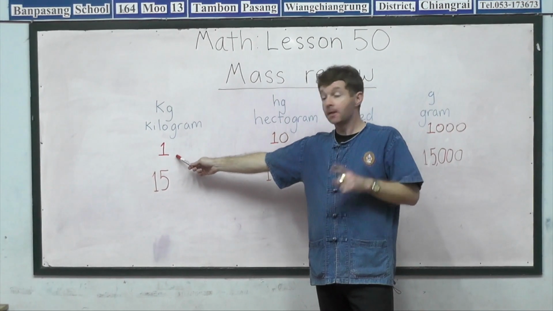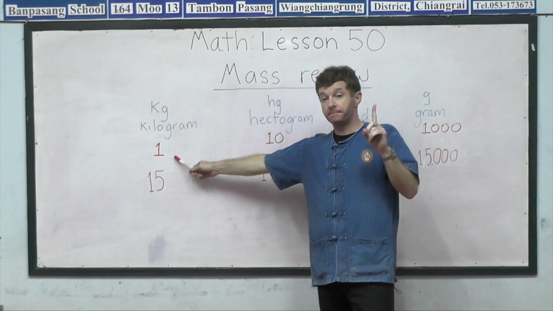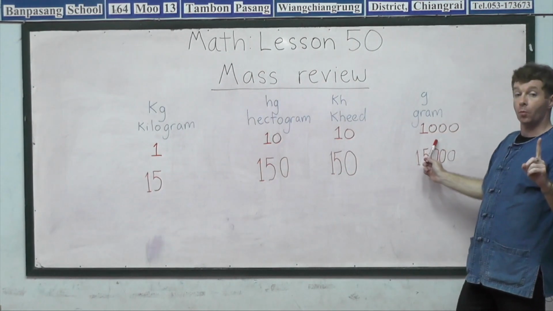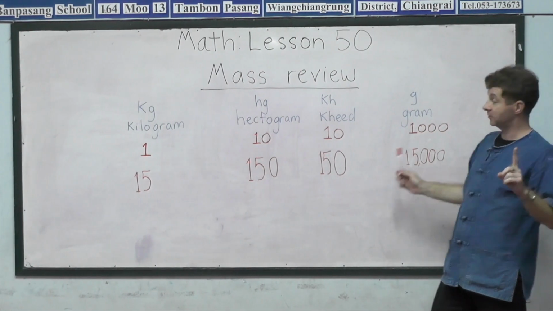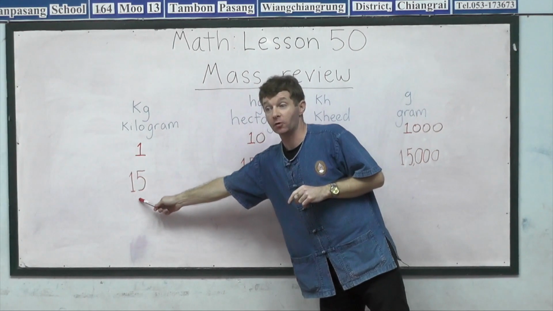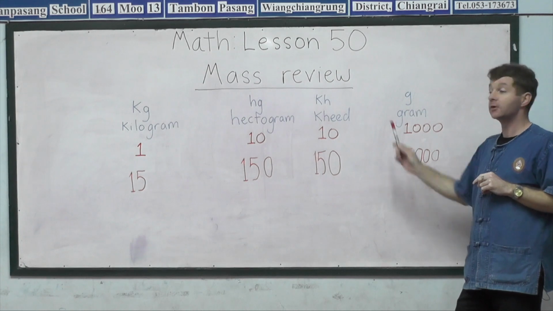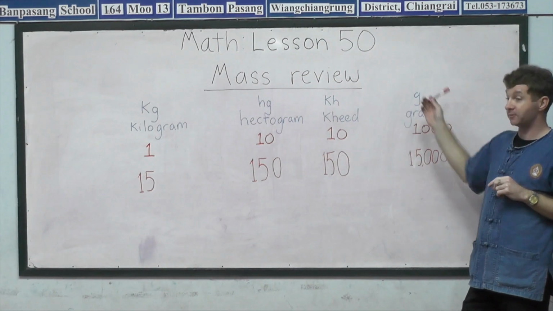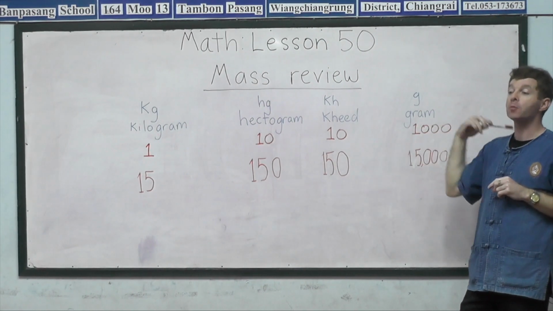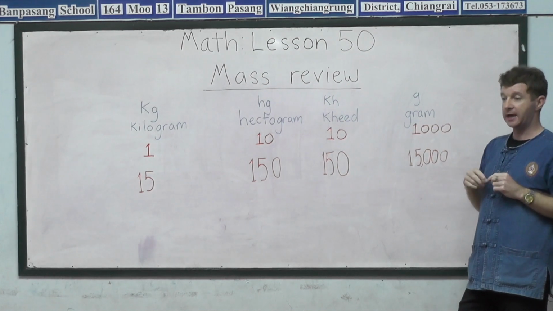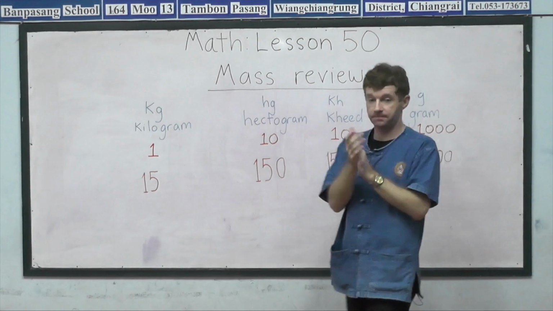You see, 1 kilogram, 1,000 grams. 15 kilograms, 15,000 grams. When you convert kilograms to grams, it's times by 1,000. Okay, guys? Well done. Round of applause.